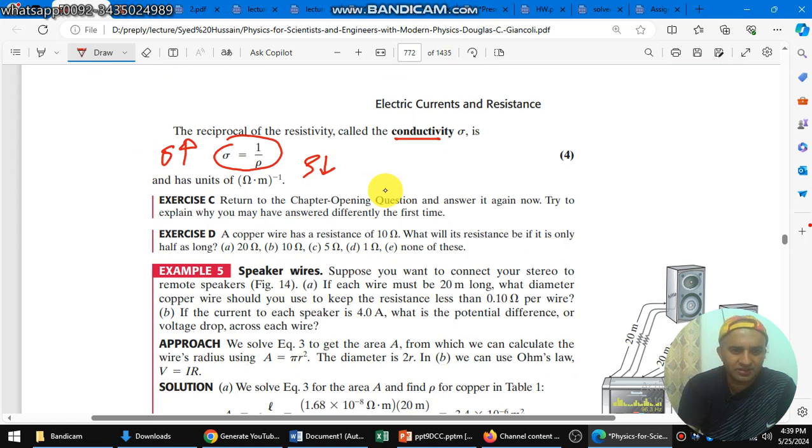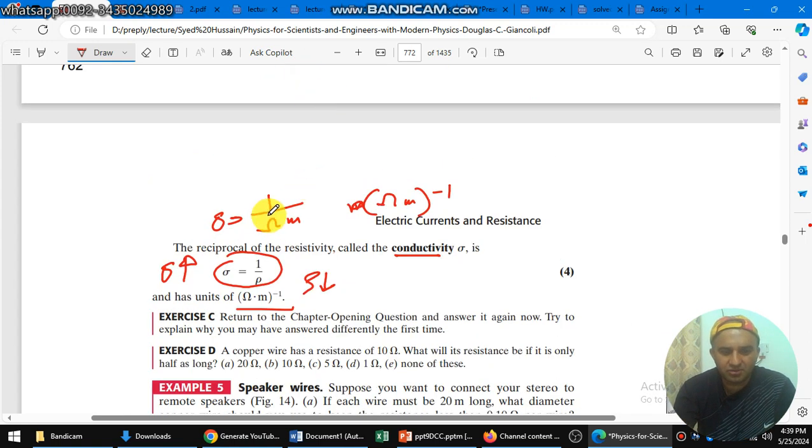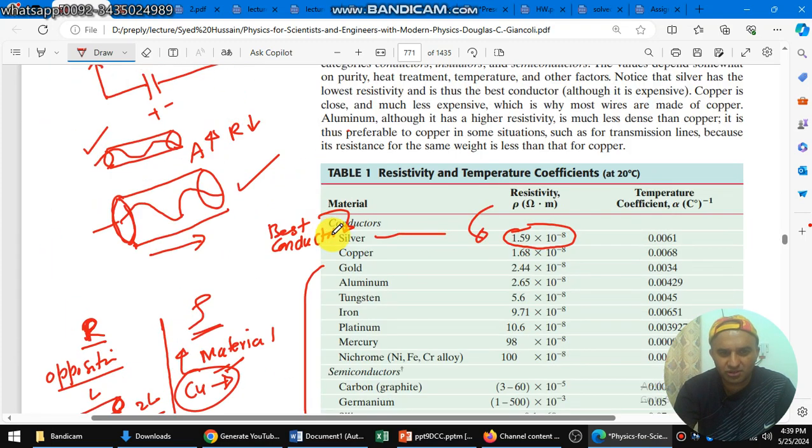And the conductivity sigma has unit of 1 over ohm meter, the reciprocal of that one. Ohm meter inverse is the unit of conductivity. So conductivity is the opposite of resistivity. The material which has a smaller resistivity has more conductivity. So silver is more conductive, the best conductor, because it has a smaller resistivity rho constant.